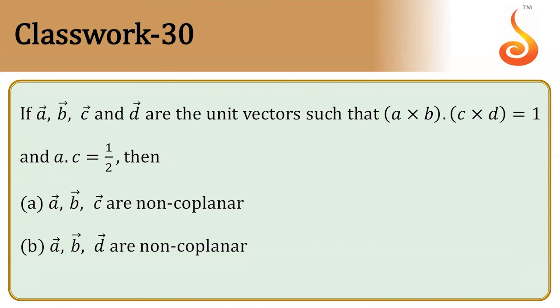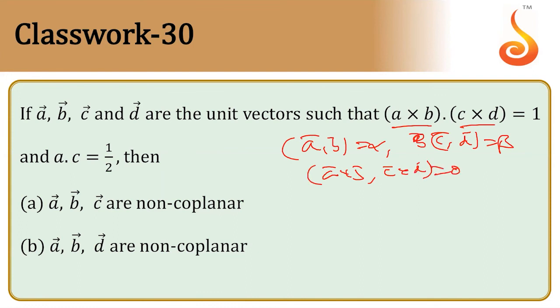Now, determinant form. Yes, A, B, C, D are unit vectors. A cross B dot C cross D is 1. A dot C is 1 by 2 is given. They are asking about box ABC, coplanar or non-coplanar. They have to take the box concept only here. So let us take the angle between A bar and B bar as some alpha. Angle between C bar and D bar you can take some beta. And the angle between these two vectors you can take as some theta.